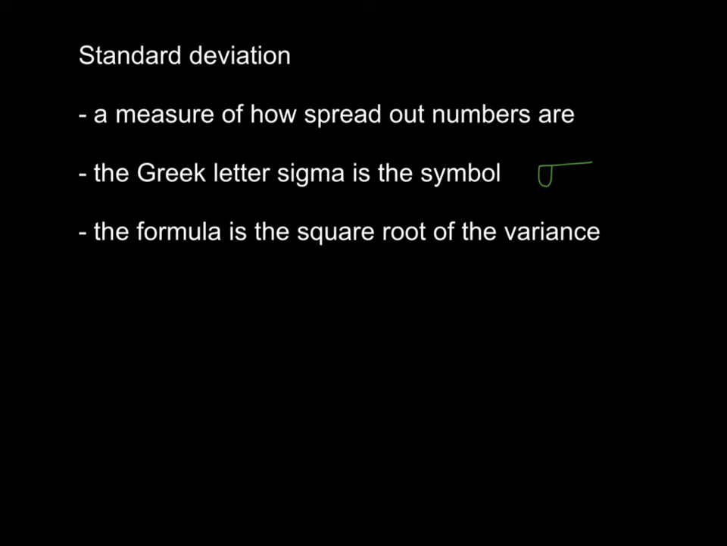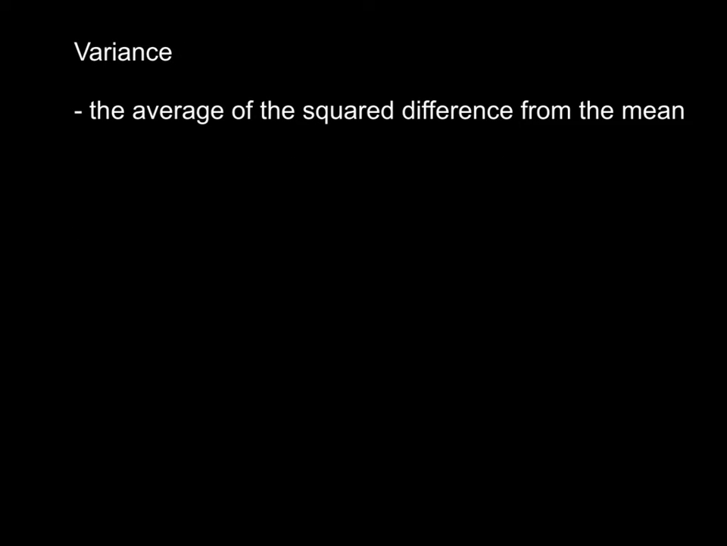Standard deviation is a measure of how spread out numbers are. The Greek letter sigma is the symbol, which I've drawn for you there. The formula is the square root of the variance. Well, then what's variance? The variance is the average of the squared difference from the mean.